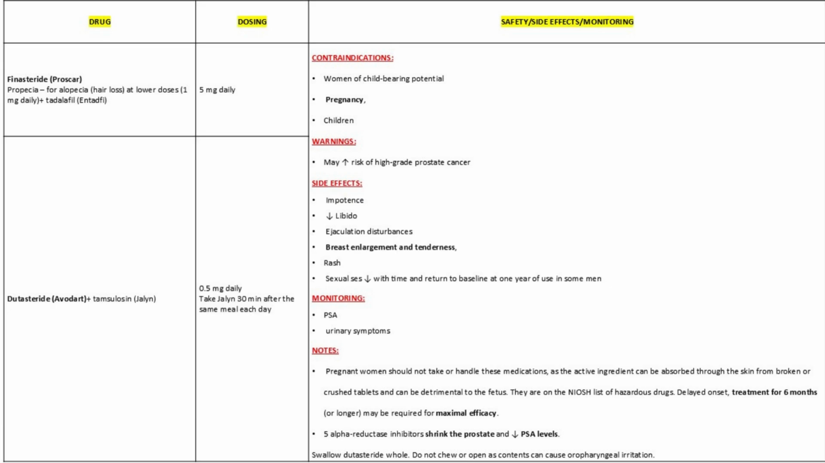Coming to the dosing, finasteride is typically given at 5 mg daily for BPH and 1 mg daily for hair loss, and dutasteride is taken at 0.5 mg daily.